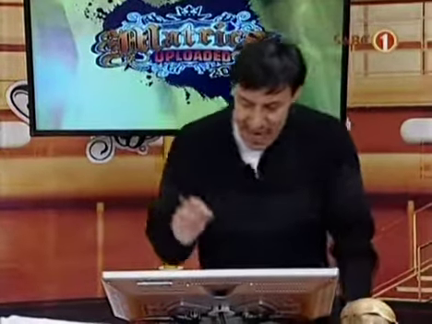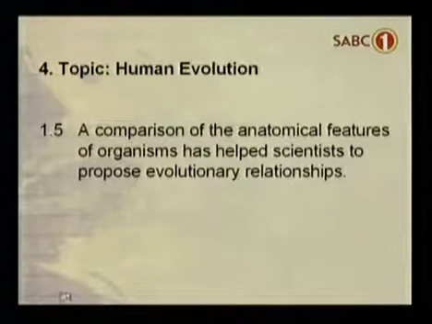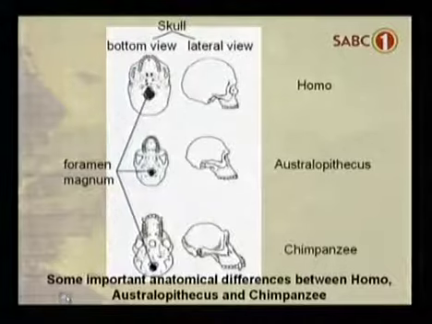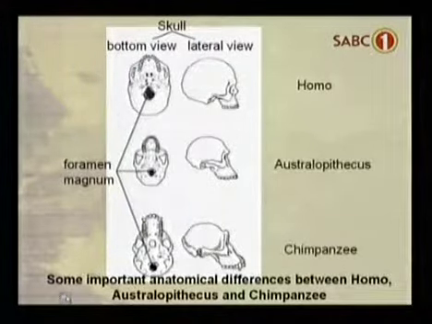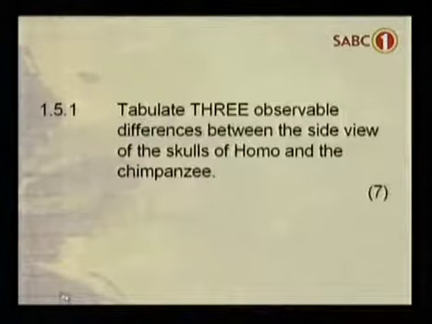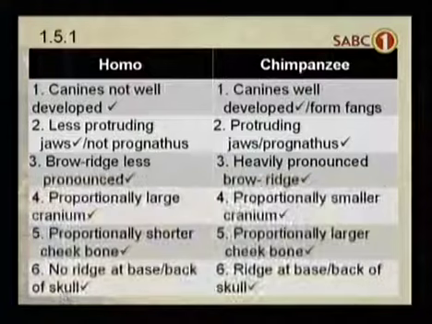So the first question, again, that often comes up: a comparison of the anatomical features of organisms has helped scientists to propose evolutionary relationships. We said that. So what we're looking at here are some important anatomical differences between Homo, that's basically Homo sapiens, ourselves, Australopithecus, which is, of course, the missing link, and, of course, the chimpanzee. Now, if we look at our questions, it says, tabulate 3 observable differences between the side view of the skulls of the Homo and, of course, the chimpanzee.